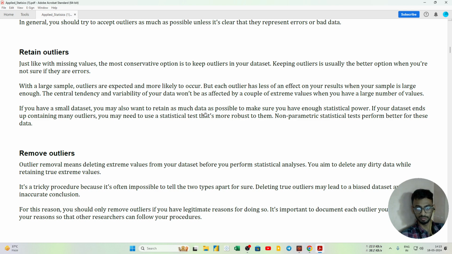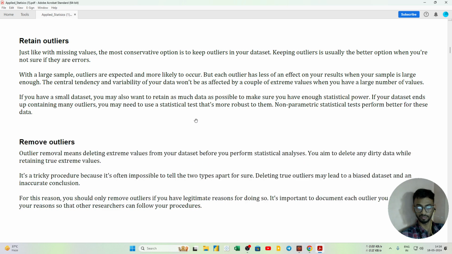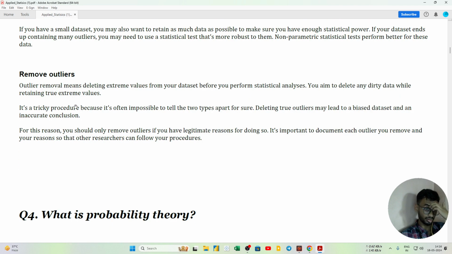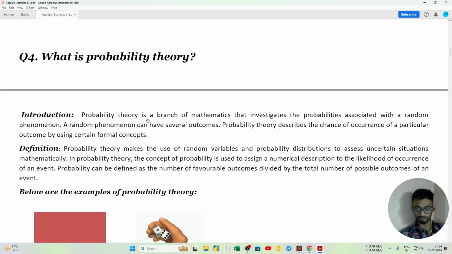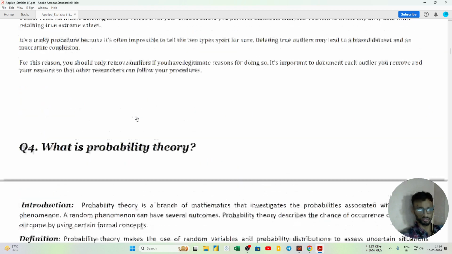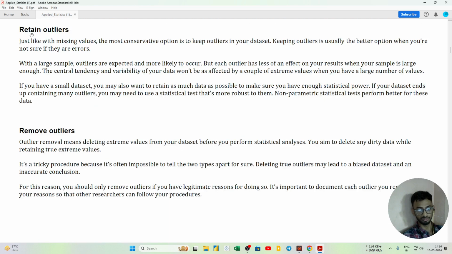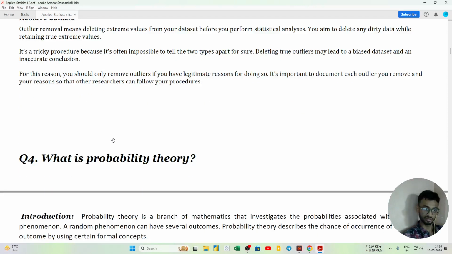If you have a small dataset, you may also want to retain as much data as possible to make sure you have enough statistical power. If your dataset ends up containing many outliers, you may need to use statistical tests that are more robust to them. The second option is to remove the outliers, but this is a tricky thing. We have to be very conscious of whether to retain or remove outliers.